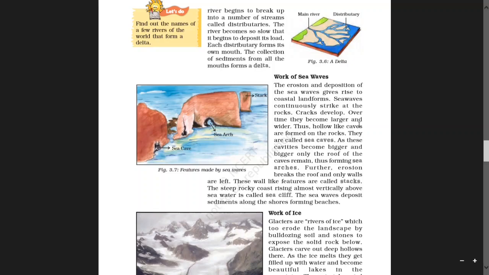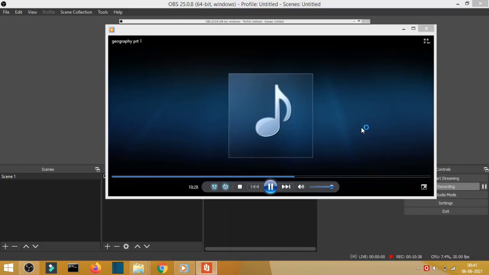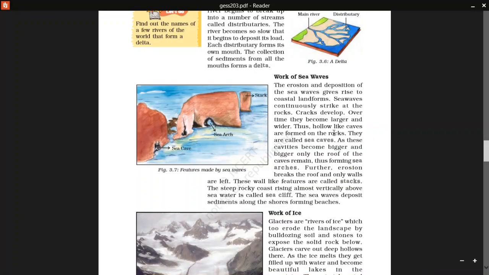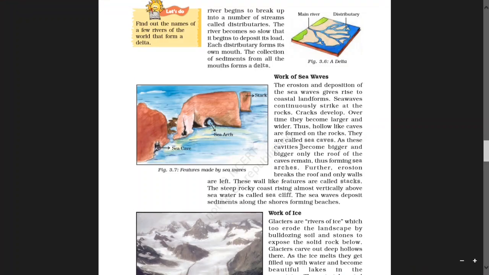Thus, hollow-like caps are formed on the rocks. They are called sea caps. These cavities mean empty spaces within a solid object. As these cavities become bigger and bigger, only the roof of the caps remains, thus forming sea arcs.